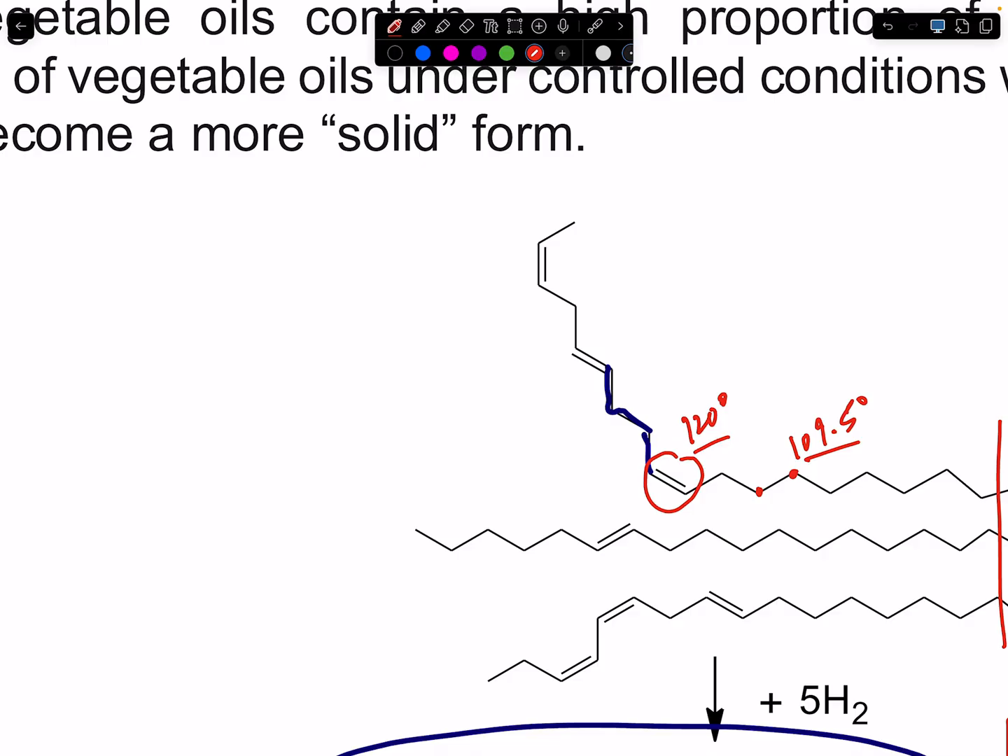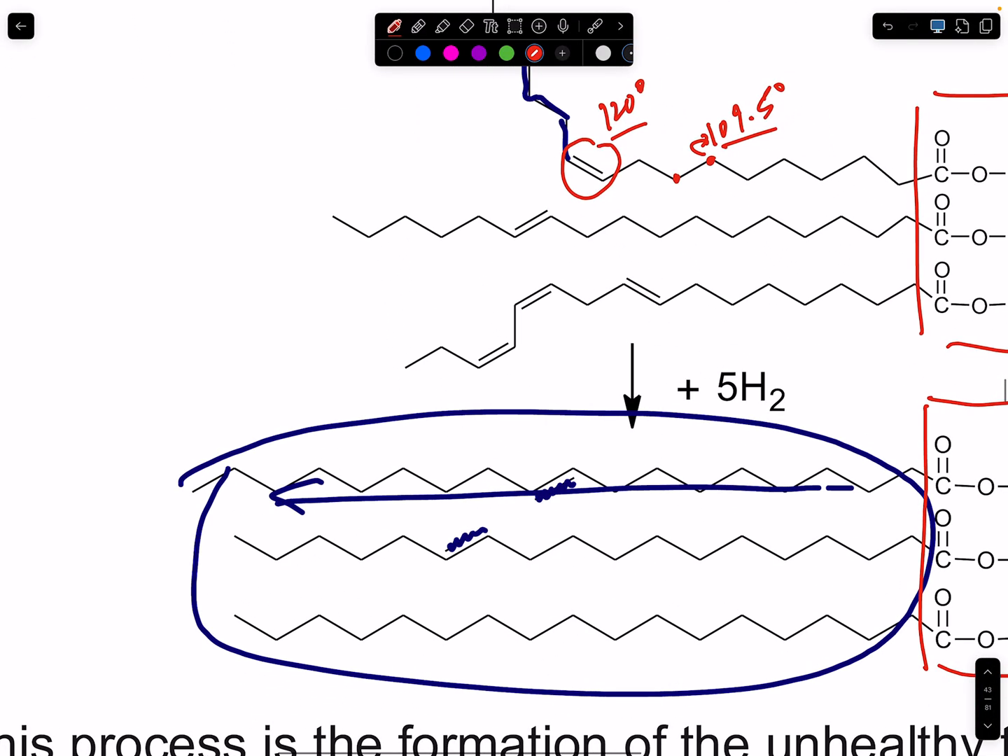Now, why did you circle the 120? To show you that this one here the bond angle is 120, this one here the bond angle is 109.5. Understand?